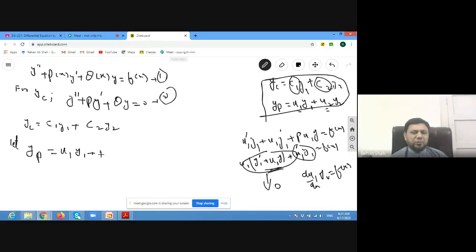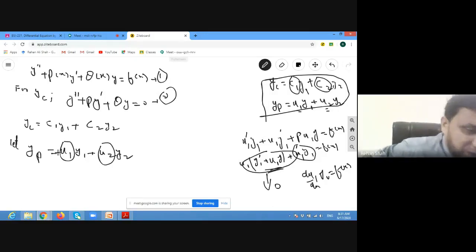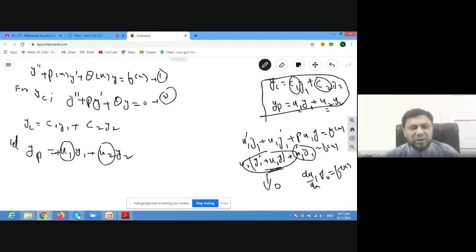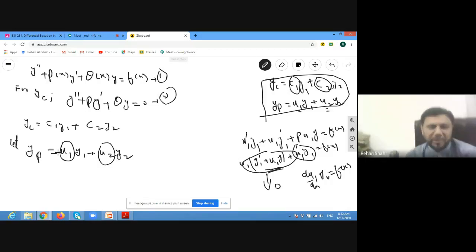This is u2 into y2. Now the remaining calculation is for finding y1 and u1 and u2. How to find this u1 and u2? If you are able to find u1 and u2, you multiply u1 with y1 and u2 with y2, so you will be able to find yp. If you are able to find yp, you add it with yc, and you will get the general solution.